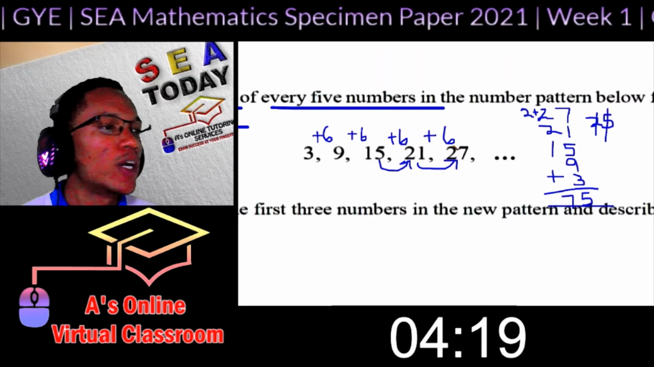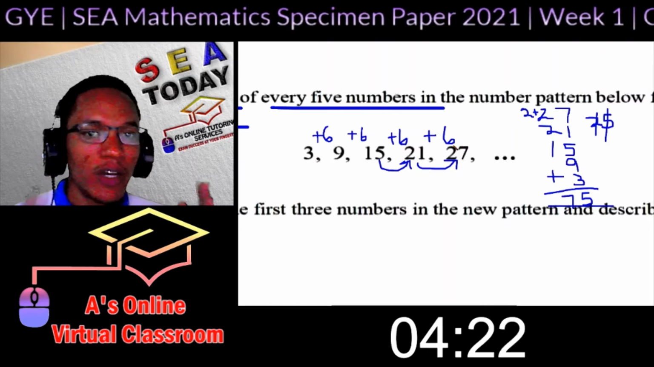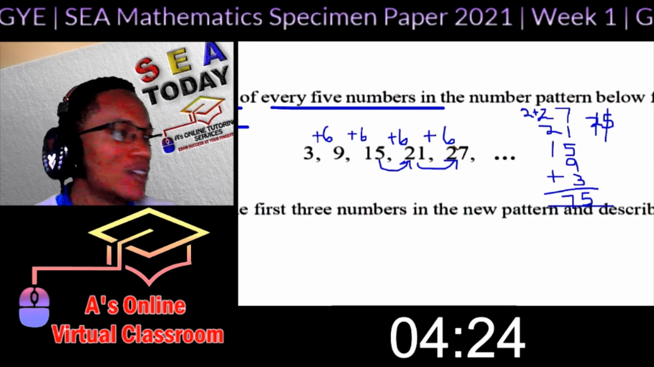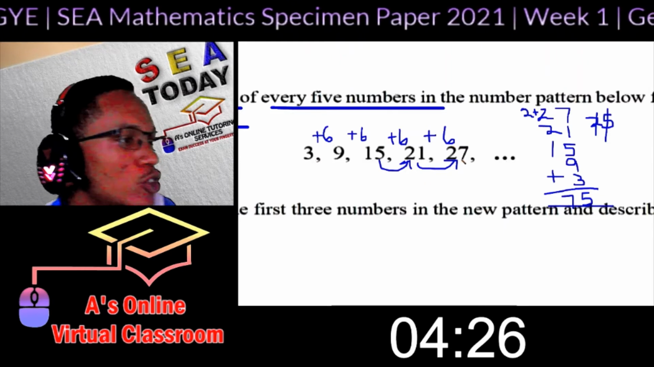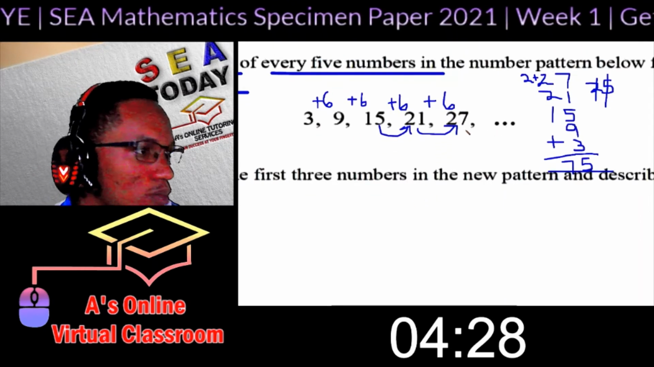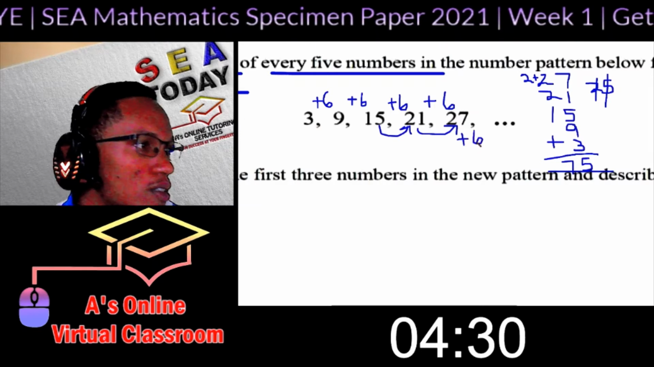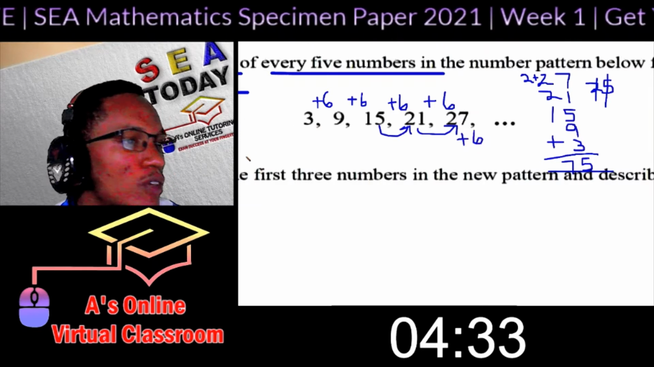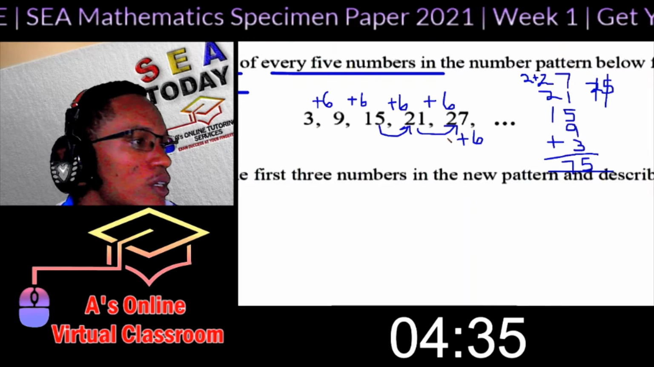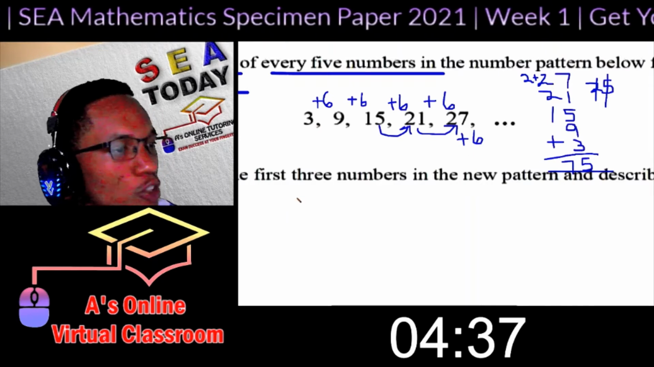So we have to try and create the next 5 numbers in this pattern. So it will be 27 plus 6. Alright, so 27 plus 6 will give me 33.